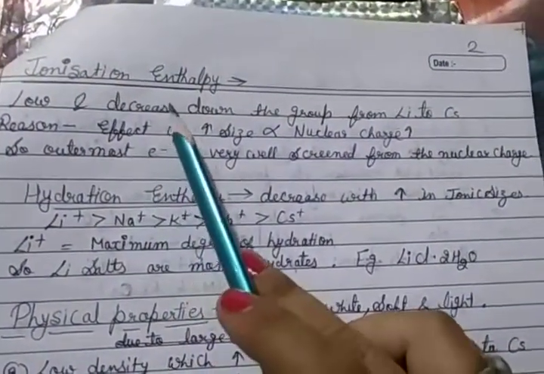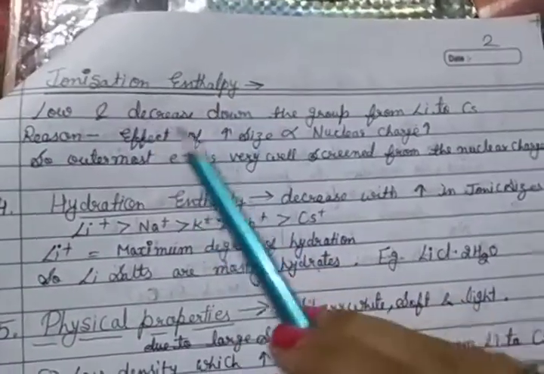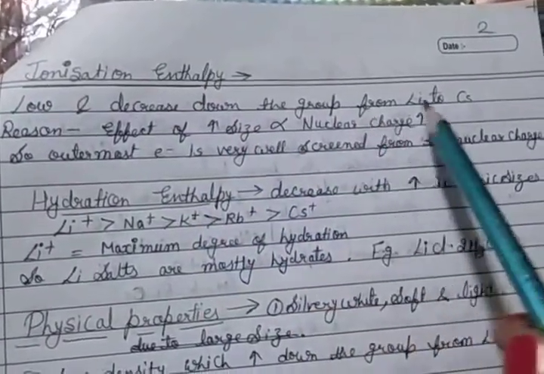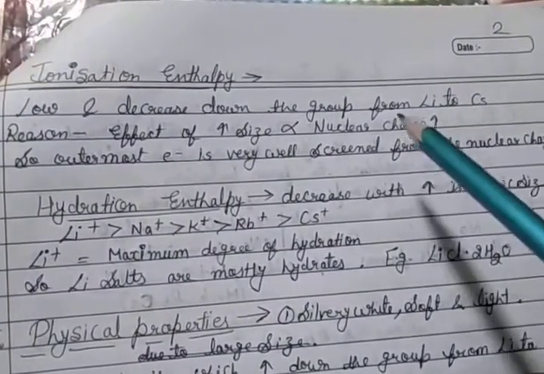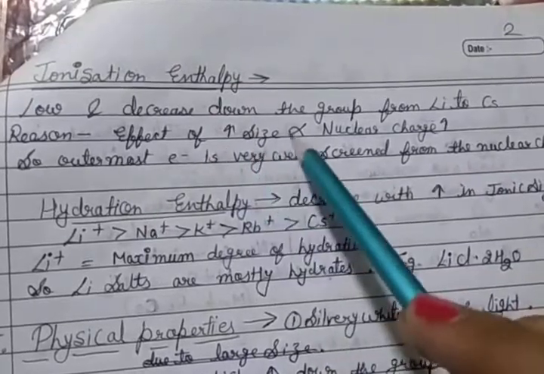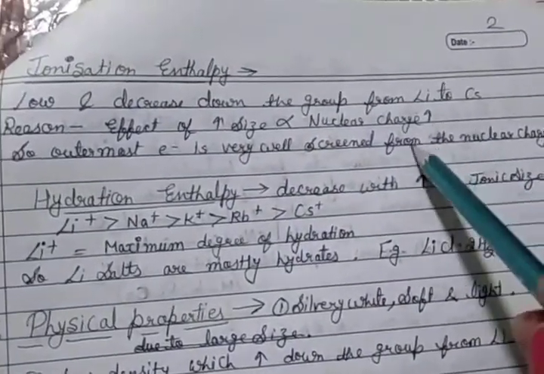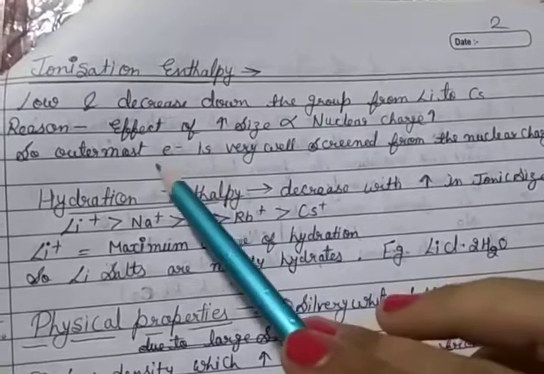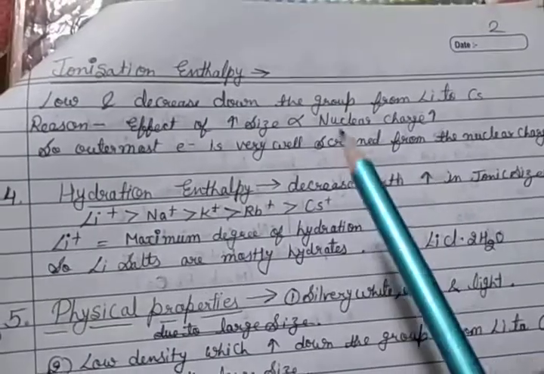The third topic is the ionization enthalpy of group first. It is low and decreases down the group from lithium to cesium. Reason: as size increases, nuclear charge also increases, but the outermost electron is very well screened from the nuclear charge.